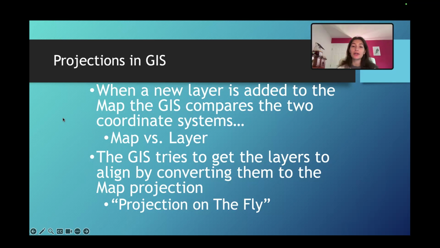Whenever you add a new layer to the map, you need to make sure that the coordinate system that new layer is using matches the one that your map is using. Now, GIS tries to do this for you by converting them to the map projection that you are originally using if you're bringing in a new map layer. This is called projection on the fly.